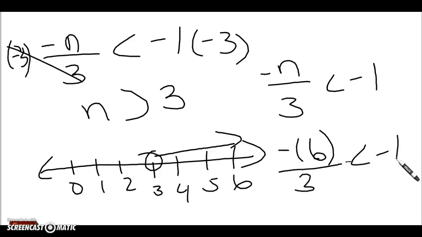Okay, so negative 6 over 3 is negative 2, and negative 2 is less than negative 1, so it also checks out. So that's a true statement. So this is, in fact, our solution, and I hope that this helps.